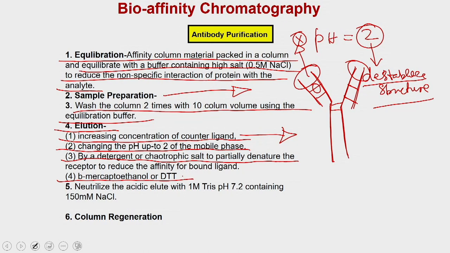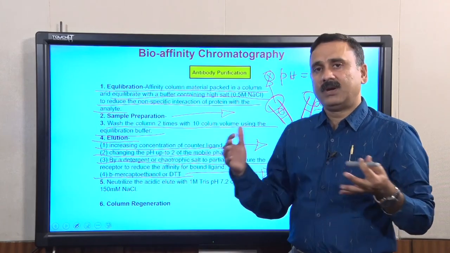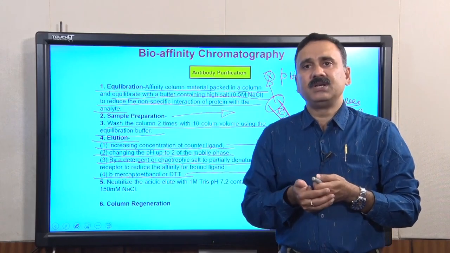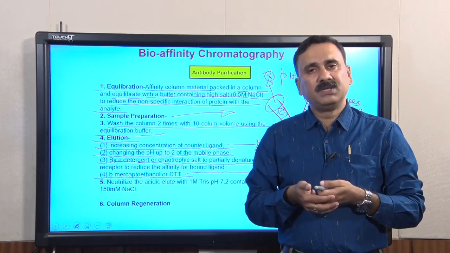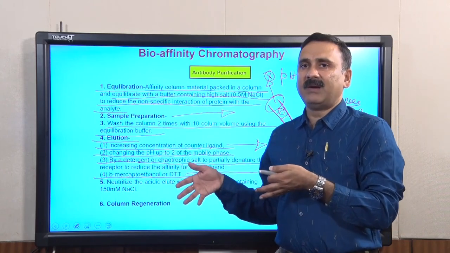Once you elute the antibody, you have to neutralize the DTT or beta mercaptoethanol present in the solution. Either you do dialysis or you add an oxidizing agent so that the sulfhydryl linkages which were broken down by the beta mercaptoethanol or DTT are reformed, and once they are reformed, your antibody is going to be renatured, and that is how the antibody is going to be available for other downstream applications.